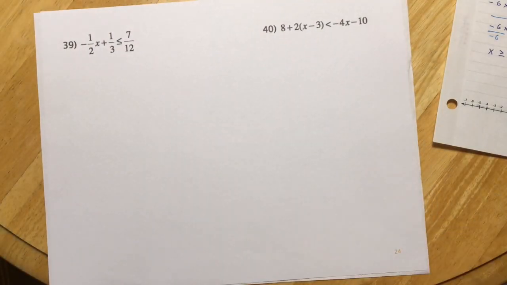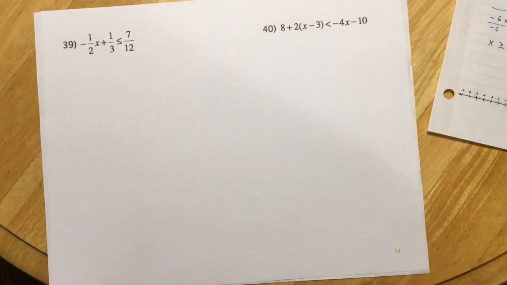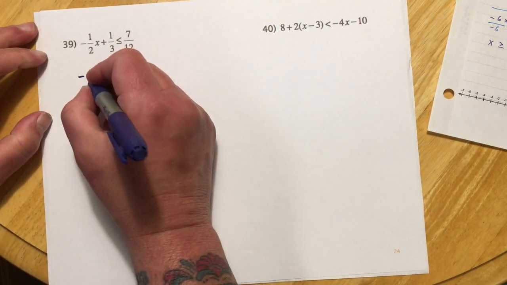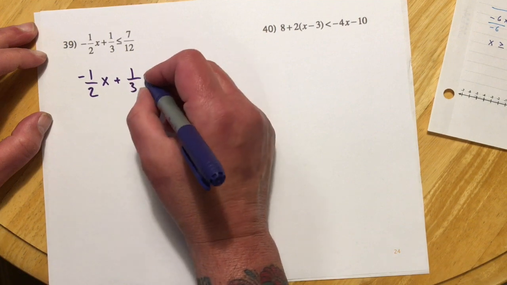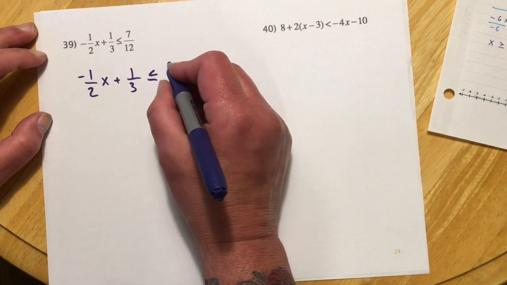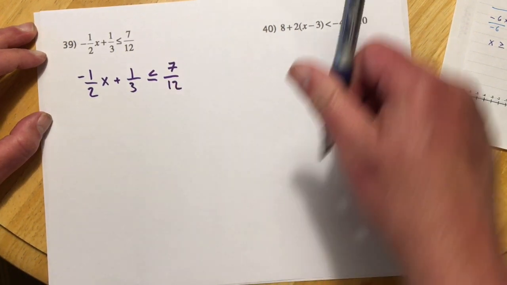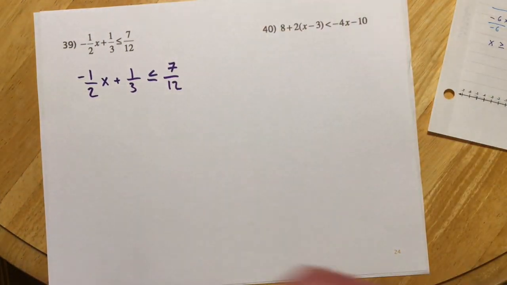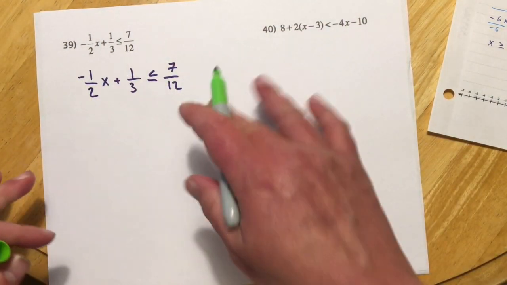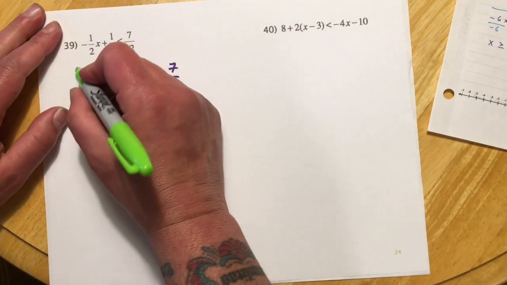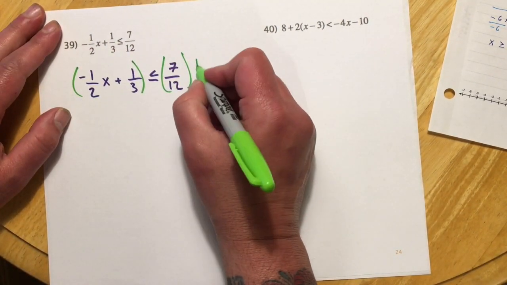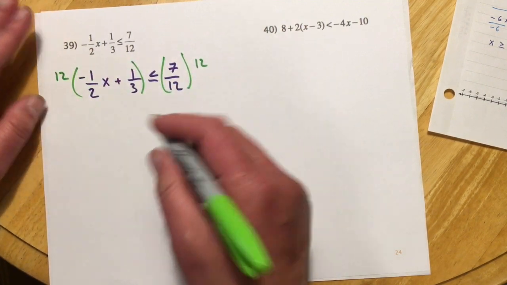Okay, number 39, we got fractions. So let me rewrite those just a little bigger so you can see it a little bit easier. So negative 1/2 x plus 1/3 less than or equal to 7/12. And then what I'm going to do is multiply both sides by 12 because that's the LCD for everything. Careful not to do one side by 6 and one side by 12. So same thing both sides.